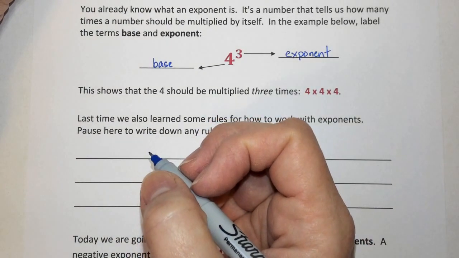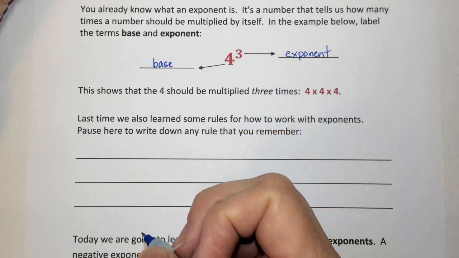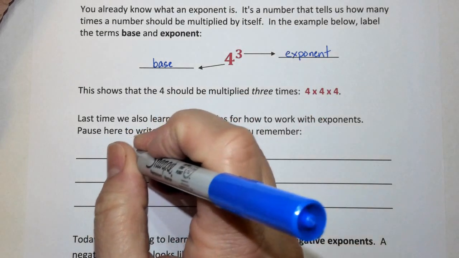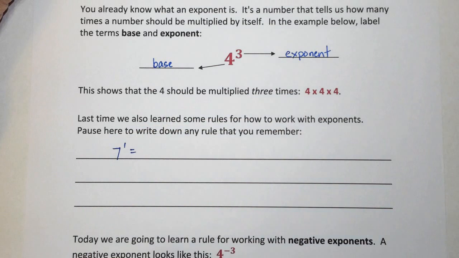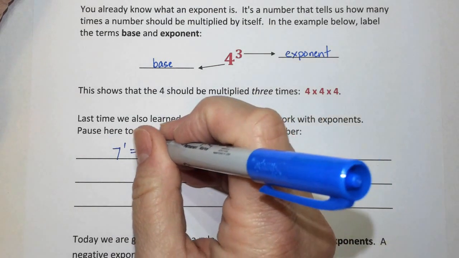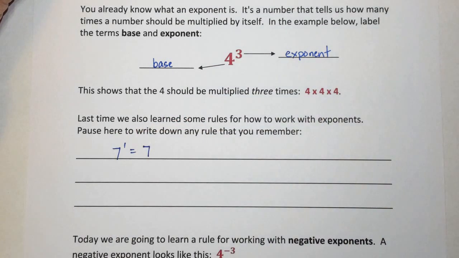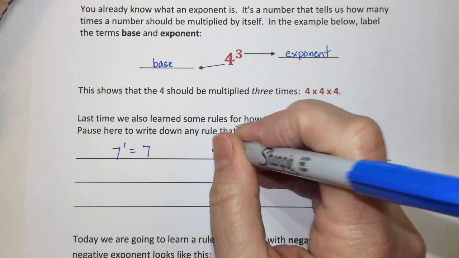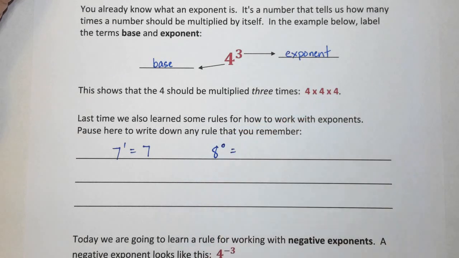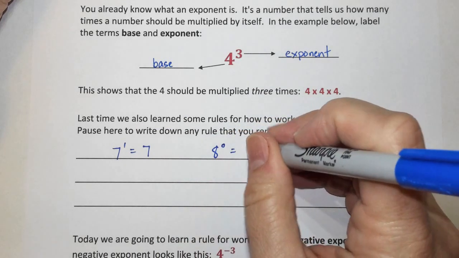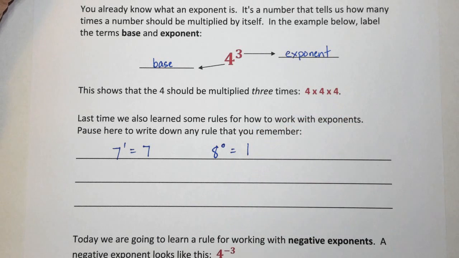Perhaps you said that any number raised to the first power is that number. Let's give an example. 7 to the power of 1 would just be 7. Or maybe you wrote down that any number raised to the power of 0 is going to be 1. What if we have 8 to the power of 0? It would be 1.